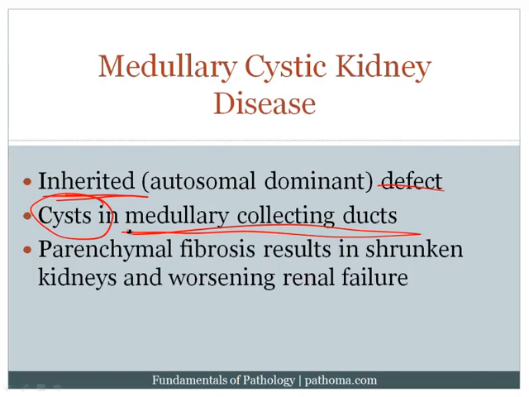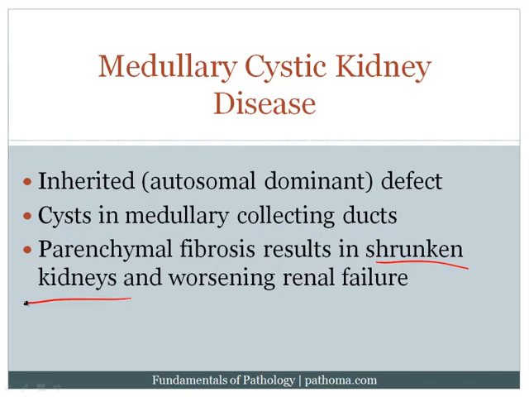So that's one key distinction from polycystic kidney disease, is that here the cysts would be in the medullary collecting ducts. A second important distinction from polycystic kidney disease is the fact that these patients have shrunken kidneys. Now remember that in polycystic kidney disease, whether it be adult form or juvenile form, the kidneys will be enlarged. However, in medullary cystic kidney disease, the kidneys are shrunken and the patients will present with worsening renal failure. So again, shrunken kidneys with cysts in the medulla of the kidney.